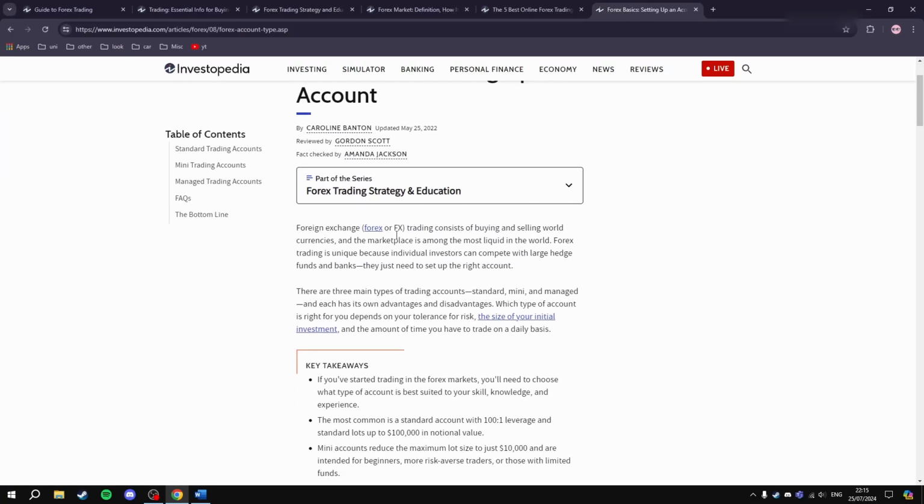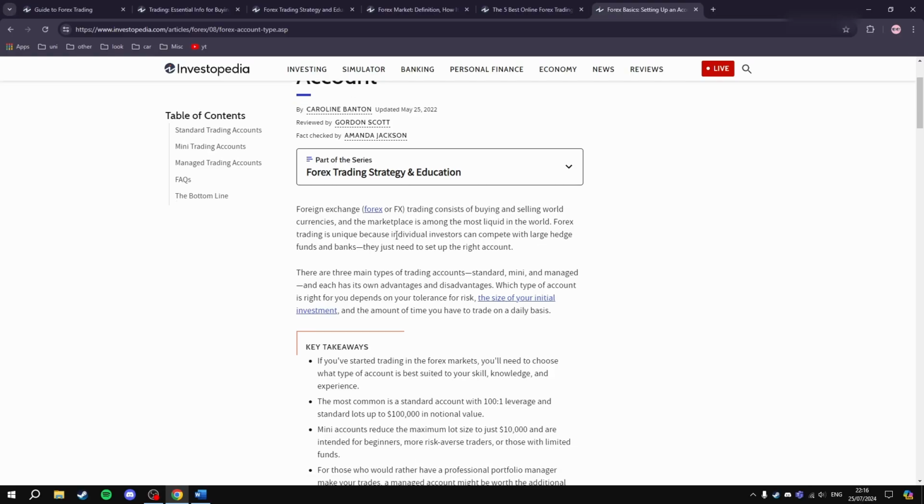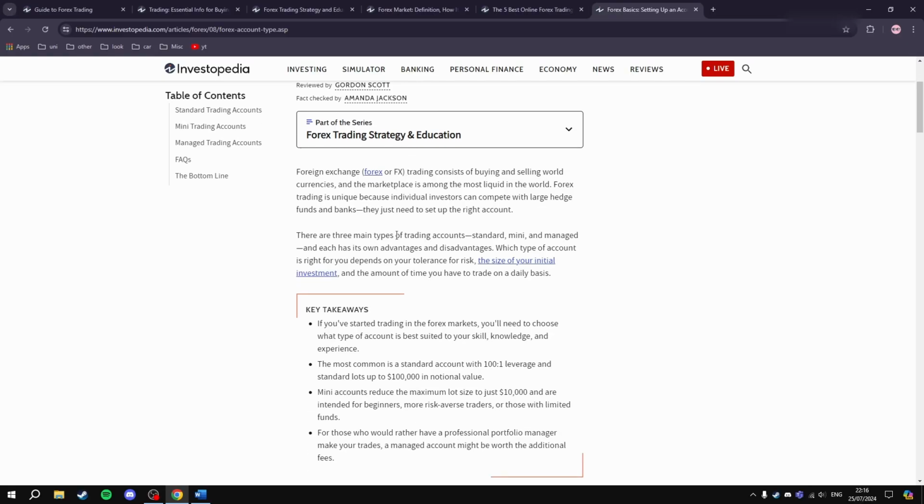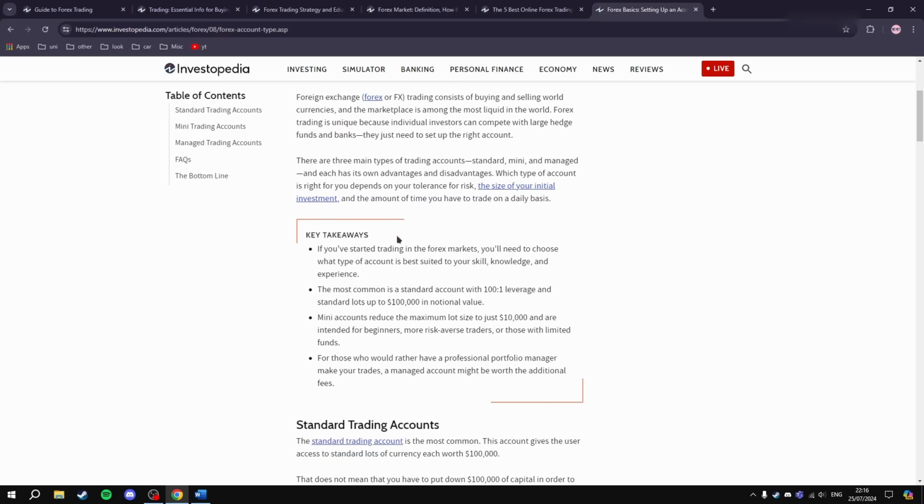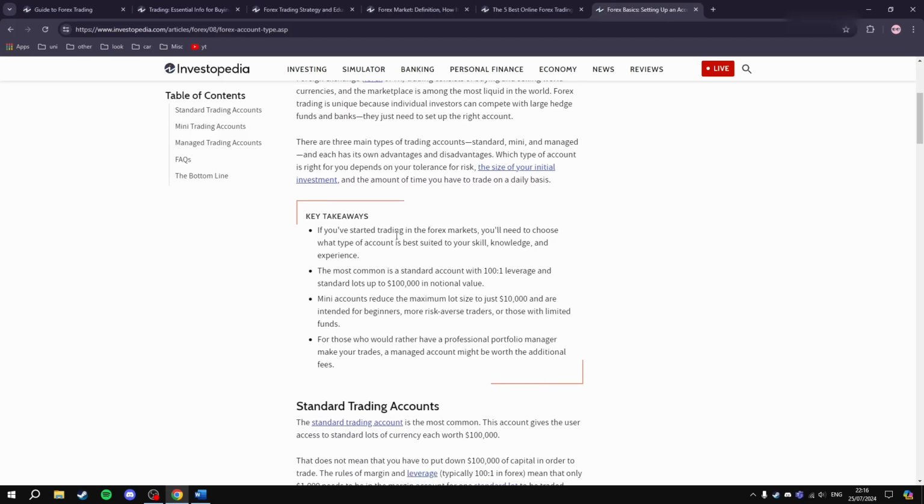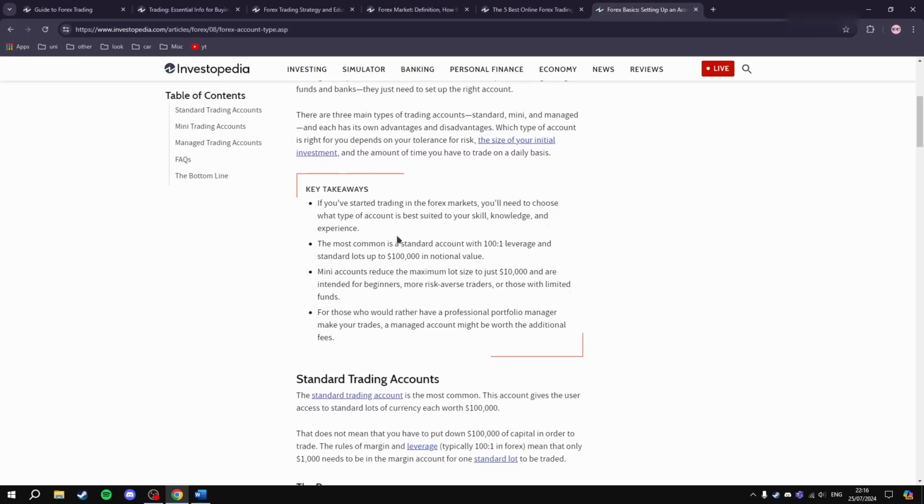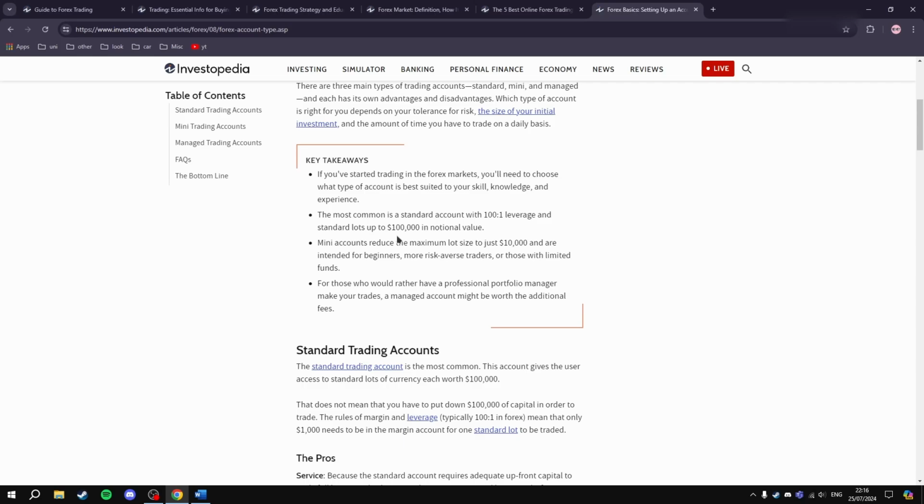Foreign exchange, Forex or FX, trading consists of buying and selling world currencies, and the marketplace is among the most liquid in the world. Forex trading is unique because individual investors can compete with large hedge funds and banks. They just need to set up the right account. There are three main types of trading accounts: standard, mini and managed, and each has its own advantages and disadvantages. Which type of account is right for you depends on your tolerance for risk, the size of your initial investment, and the amount of time you have to trade on a daily basis.